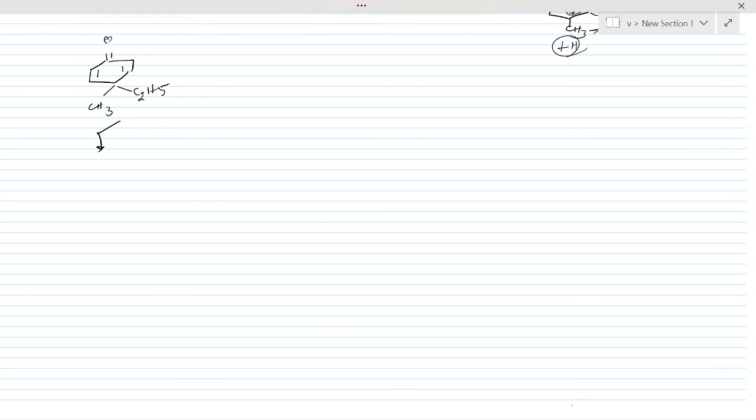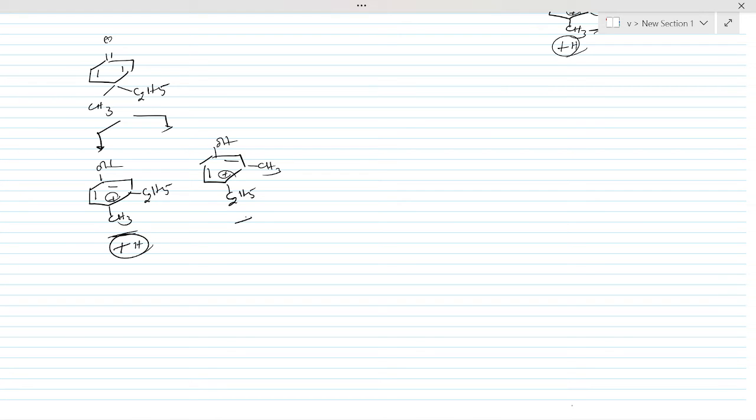So what happens when both groups are alkyl? If you have a substrate like that, here is your CH3 and C2H5. So which group will migrate? Same as before, two ionic intermediates will form: one containing the methyl group with the C2H5 group migrated, and one where the C2H5 group remains and CH3 migrates. So now you can decide which group will stabilize more. Here this group also shows plus H and this group also shows plus H. So which group will show more?